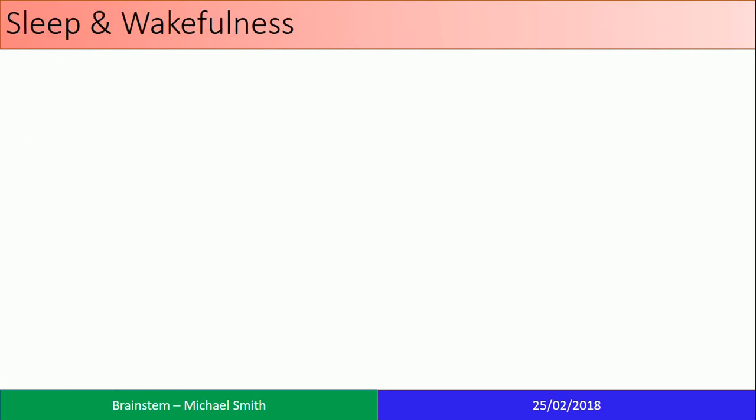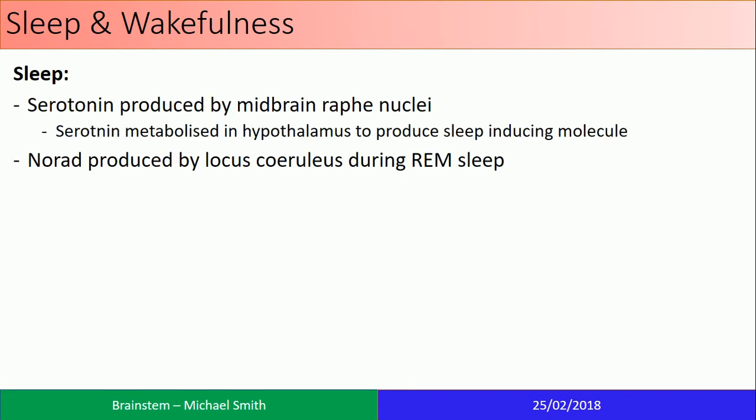So the main role of the reticular formation is in your sleep-wake cycles and how awake you are and alert you are at various times. So when you're meant to be asleep, your midbrain Raphe nuclei will produce serotonin, and then in the hypothalamus, this produces a molecule that causes you to go to sleep. You also, during REM sleep, which is rapid eye movement sleep, will have noradrenaline produced by your locus coeruleus.